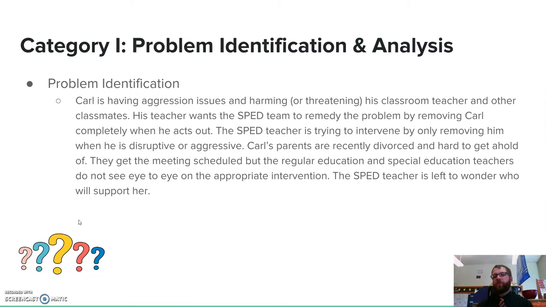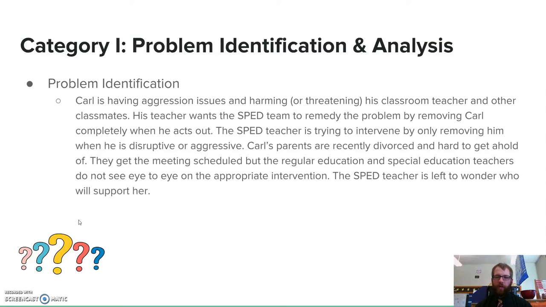So again, the problem identification is, this classroom is having problems with a student that is showing aggression issues, and he's starting to, if not harm, then threaten the teacher and maybe even other classmates. He gets upset when people are even looking at him. The teacher and the SPED teacher are just not seeing eye to eye on what to do with this problem. The regular ed classroom teacher wants him taken out and completely removed from the room. And Mrs. Green wants to just take him out for certain periods of time until he can calm down.